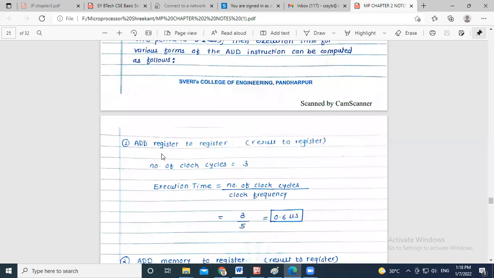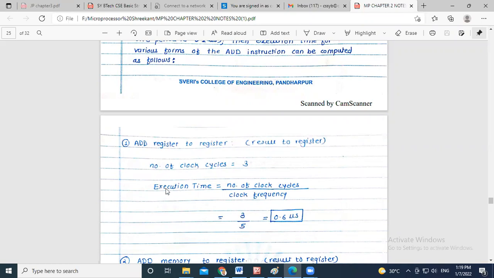This is the first example: add register to register. For example, the given number of clock cycles is 3, and if we have to find the execution time, this is the formula. All of you remember this. Please note down this formula. Execution time is nothing but the ratio of the number of clock cycles to the clock frequency.